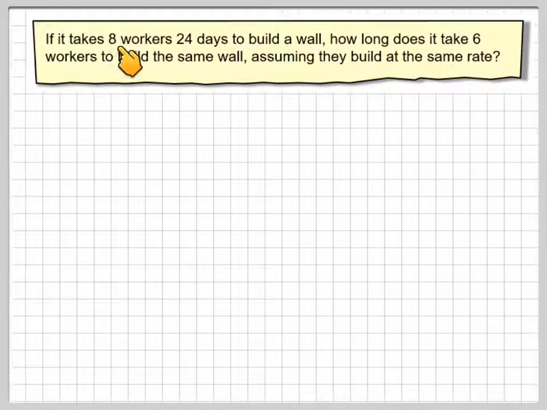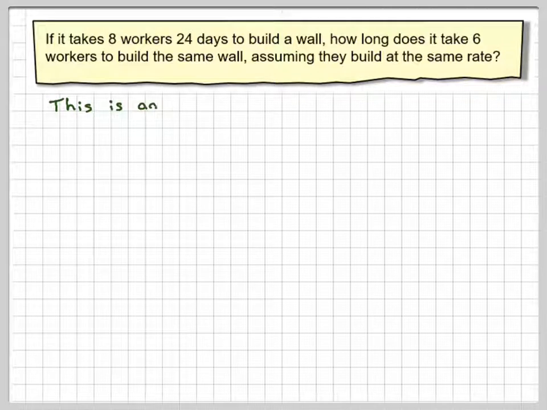It will take 8 workers 24 days to build a wall. How long does it take 6 workers to build the same wall, assuming that they build at the same rate? So if we got 8 workers and we reduce the number of workers, then the number of days is going to go up. So what we've got here is one quantity going down and the other quantity going up.